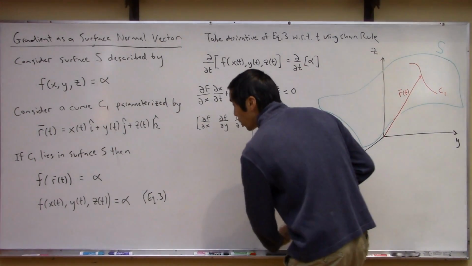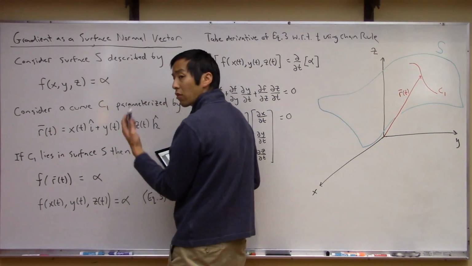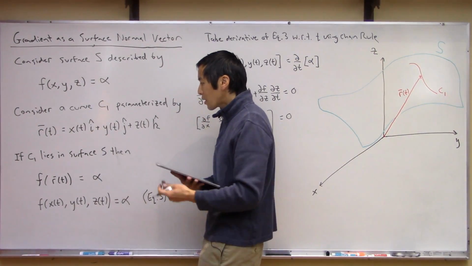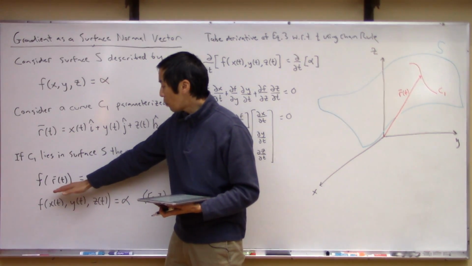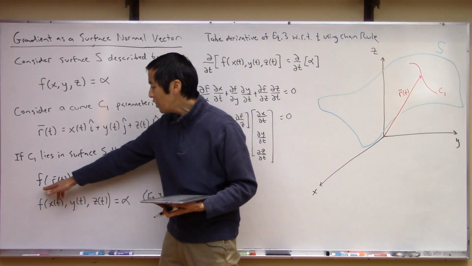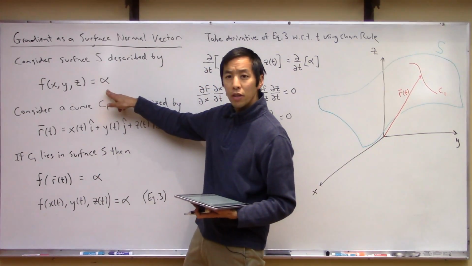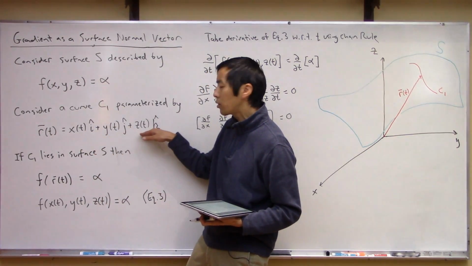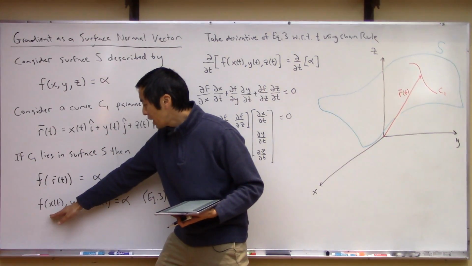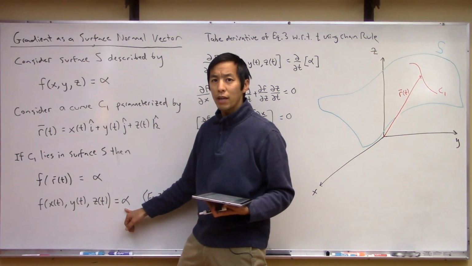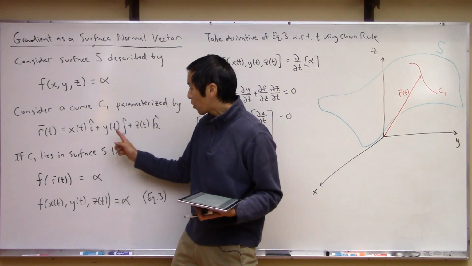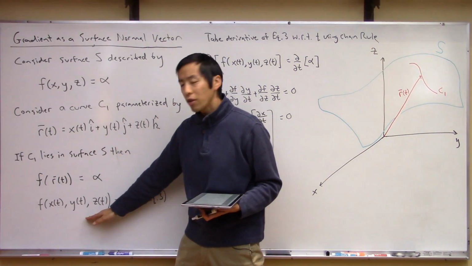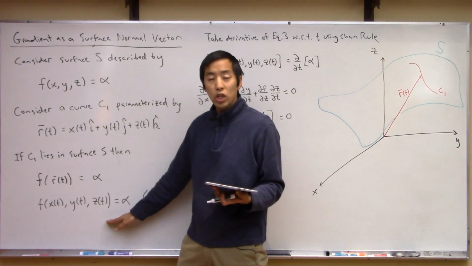Now, like we said, we want this C1 to lie in that surface S, right? It's one of the threads of the blanket. So if that's true, it means that when you pass the parameterization of that curve into the function, it has to equal alpha, right? In other words, all of these x, y, and z's described by the parameterization of the curve, when you plug them into the function, you get out alpha. So that is what it means to have the curve C1 lie on the surface S. So you end up with this relationship. Again, nothing earth-shattering right now.